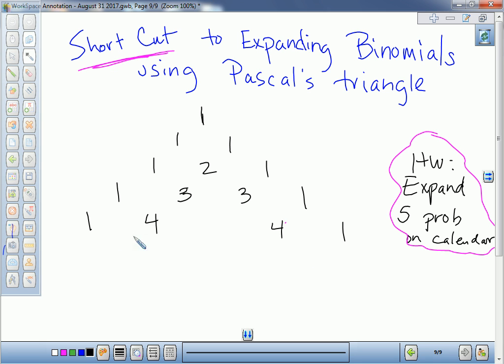Alright, I agree with this, and this, and this, and this. Okay, alright, what goes in the middle? 6. 6. Oh, you're right. Okay? Oh, wow. Alright, you do the next row.